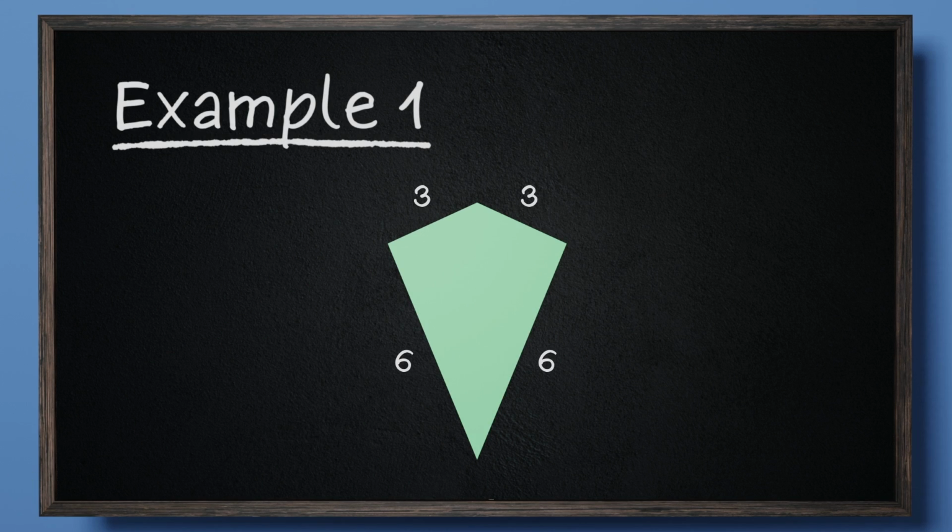Example number 1. The first shape we will look at has some information regarding the length of its sides. Two sides both have a length of 6 units, while the other two sides have a length of 3 units. Because the lengths are the same with these pairs of sides, that means they are congruent line segments. The sides that are congruent with each other are also consecutive. With this information, we can conclude that this shape must be a kite.